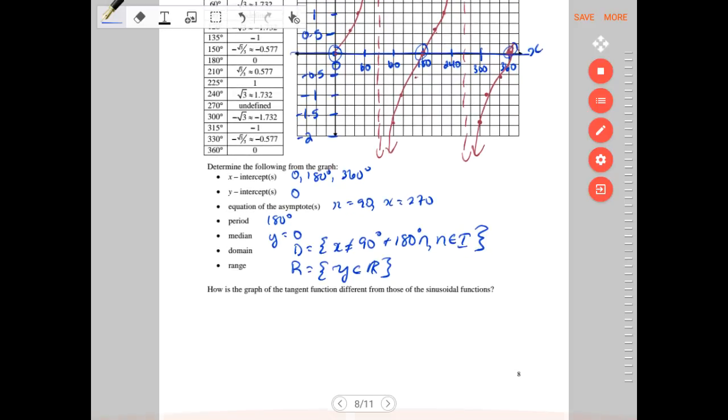Okay, so how is the graph of the tangent different from those of sinusoidal functions? Okay, so again, if you want to think about this, just pause the video. If not, I guess just listen up. So, how are they different? Well, the tangent graph obviously has asymptotes, which is not something that you see on the sine and cosine graphs. But there's no maximum, and the domain and range are definitely different.